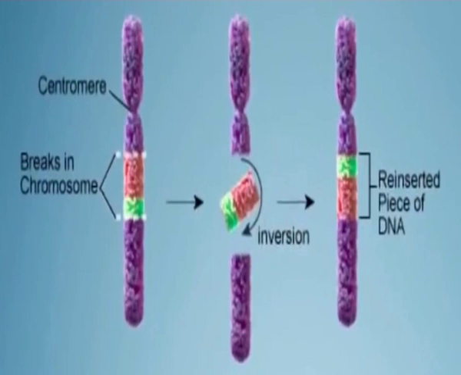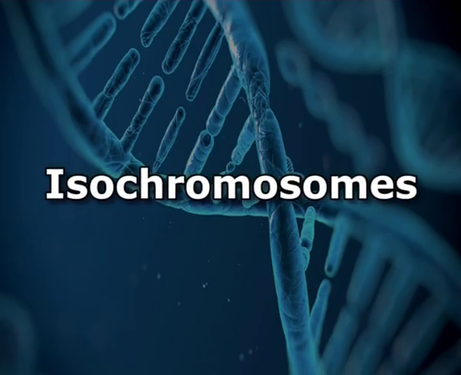An inversion that involves the chromosome's constriction point, or the centromere, is called a pericentric inversion. An inversion that occurs in the long q arm or short p arm and does not involve the centromere is called a paracentric inversion. Let's see the isochromosomes.